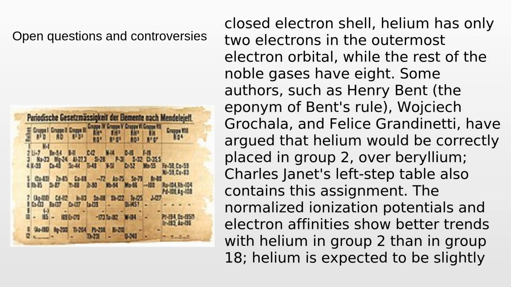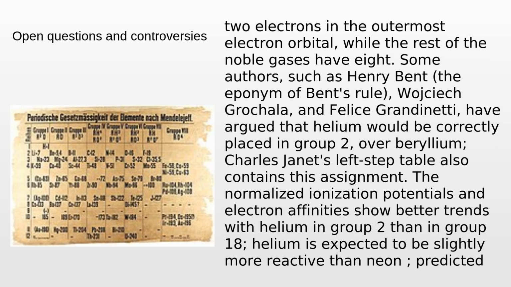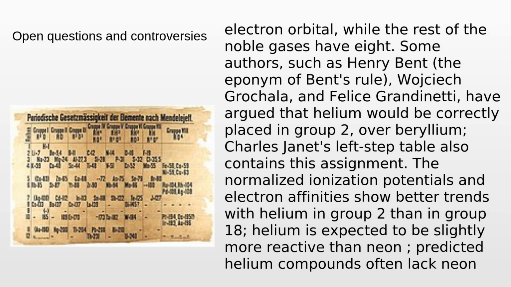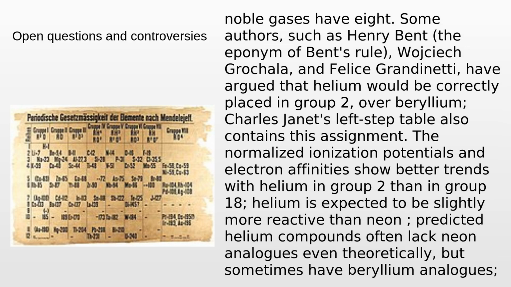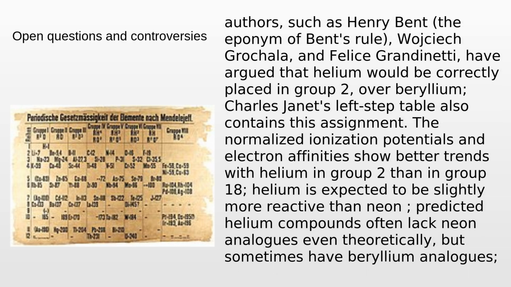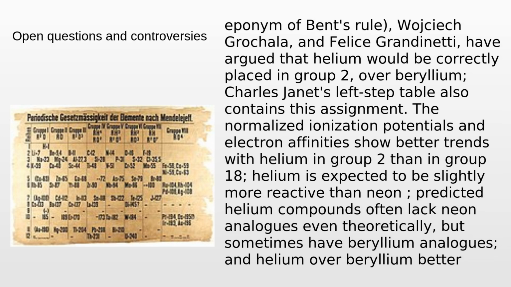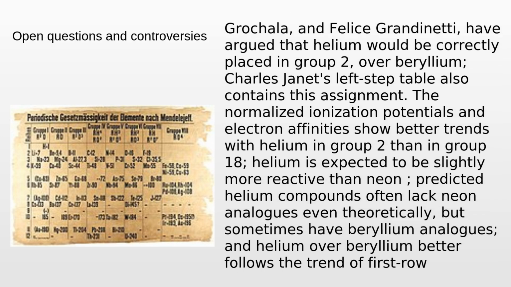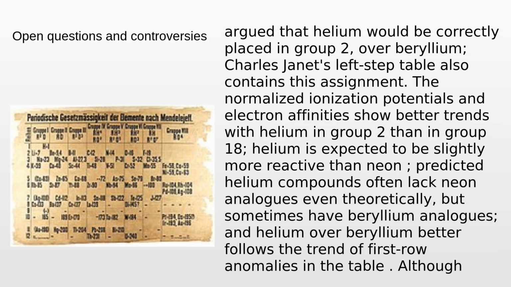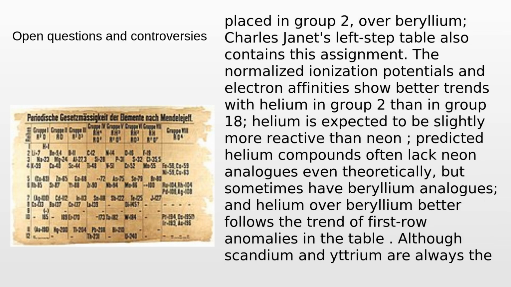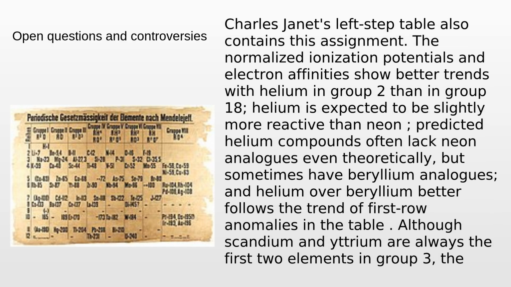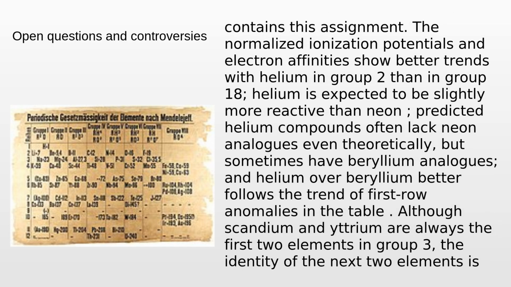Some authors, such as Henry Bent, the eponym of Bent's rule, Wojciech Grochala, and Felice Grandinetti, have argued that helium would be correctly placed in Group 2 over beryllium. Charles Janet's left-step table also contains this assignment. The normalized ionization potentials and electron affinities show better trends with helium in Group 2 than in Group 18.